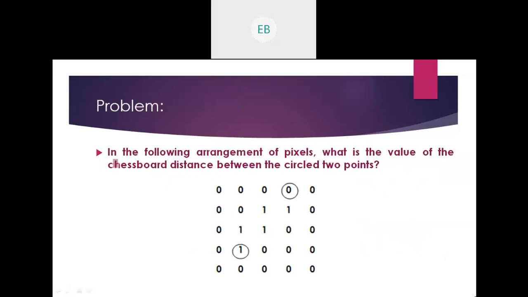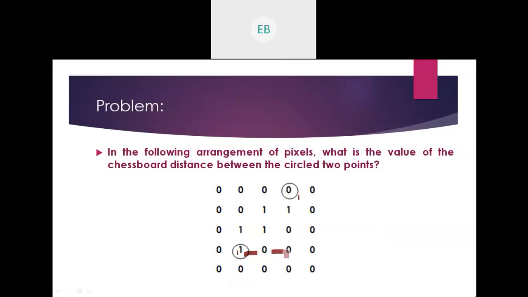I'm giving you a problem here. The problem reads: in the following arrangement of pixels, what is the value of the chessboard distance between the circled 2 points? That is, I'm asking the value of the chessboard distance between this one and this one. So guys, can you quickly calculate this? 3. You are saying 1 to 0, 0 to 0, then again 0 to 0, 0 to 1, then 1 to 0. So the first value will be 2 and the second will be 3. So the maximum will be 3.